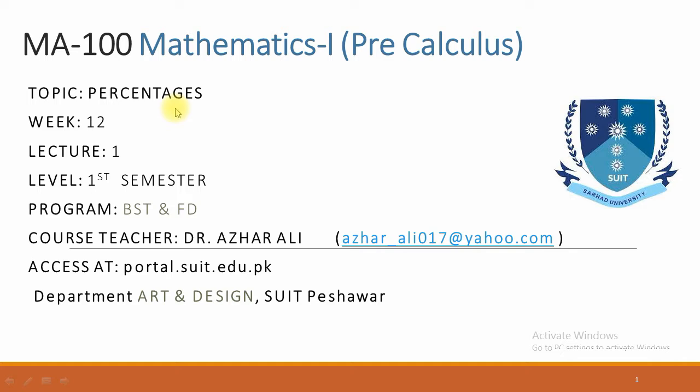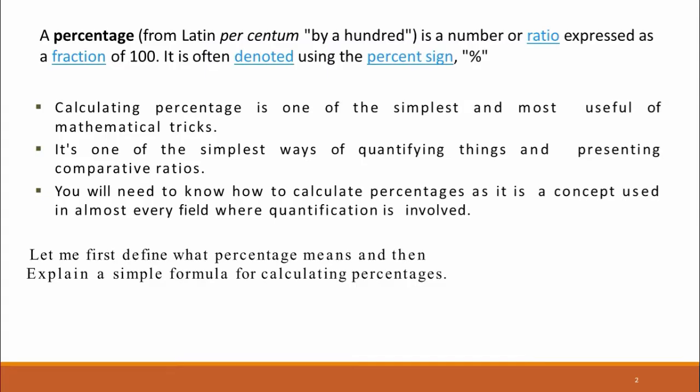Dear students, in this first video lecture of week 12 for the course Mathematics 1, today we are going to learn about percentages. From the Latin per centum, meaning by 100. This is the meaning of percentage. A percentage is a number or ratio expressed as a fraction of 100. It is often denoted by this percent sign.